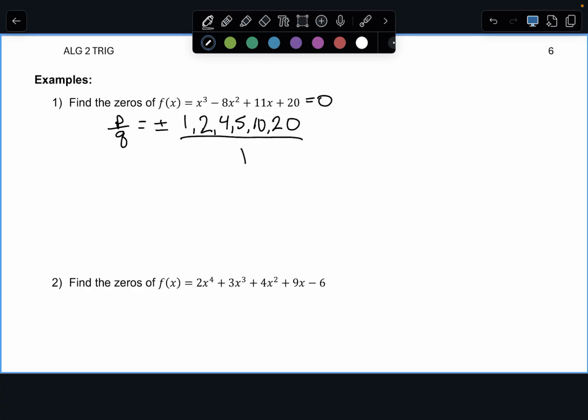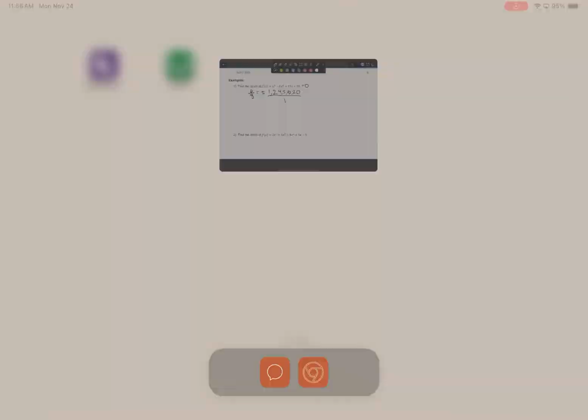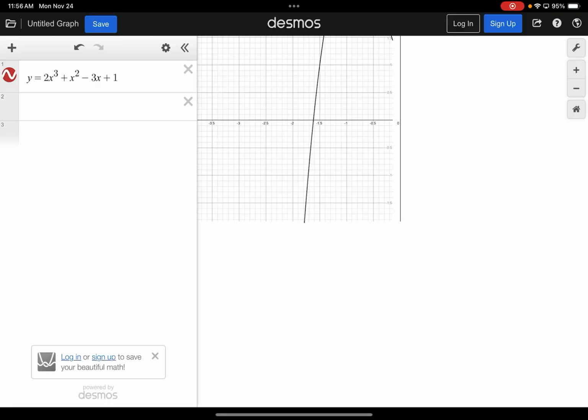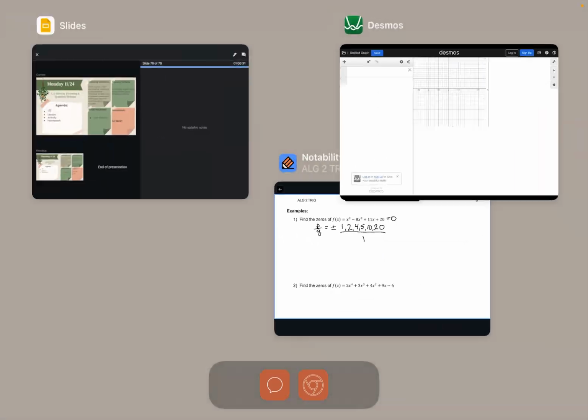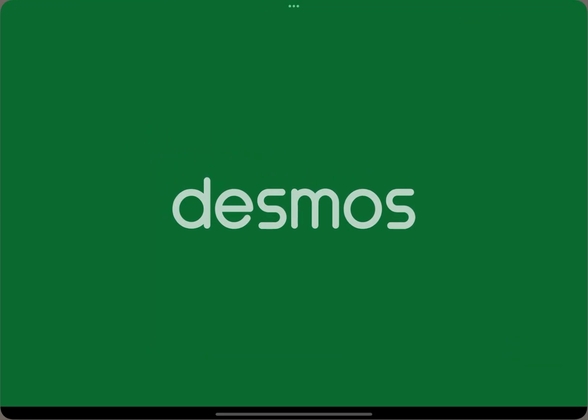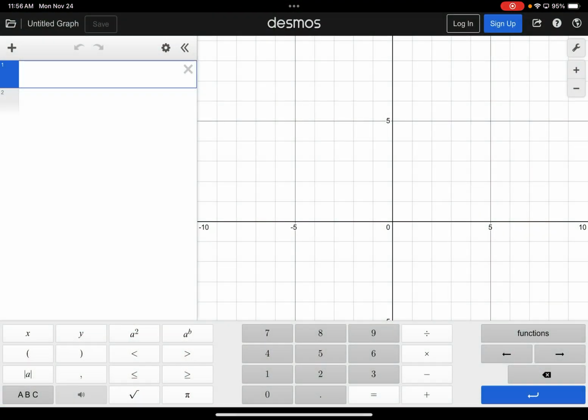Instead of doing P's and Q's, we're going to go to Desmos. So in Desmos, if you haven't opened it up in a while, this is what Desmos looks like. You'll have a little box up here. You can graph more than one thing at once, and then your graph will show up on the right.